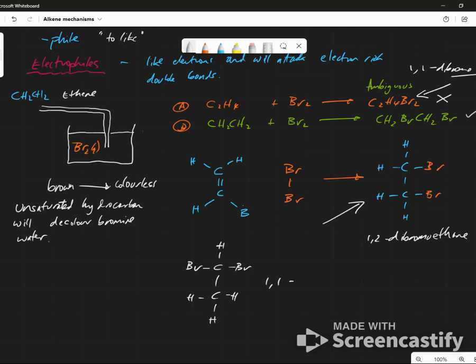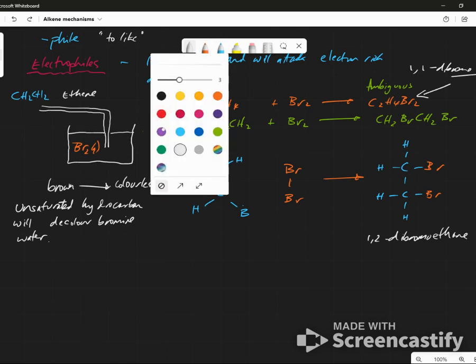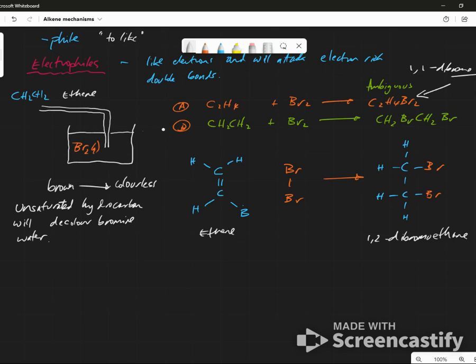Okay, and that's the one that you've done in Form 5, if you remember. You might not know, or you may have forgotten that, I guess. So there you go. So we get 1,2-dibromoethane, and as you know, ethene, CH2=CH2, is a colourless gas. But it's the bromine that's brown, isn't it? And 1,2-dibromoethane is colourless. That's why it goes from brown to colourless, because of the formation of that.